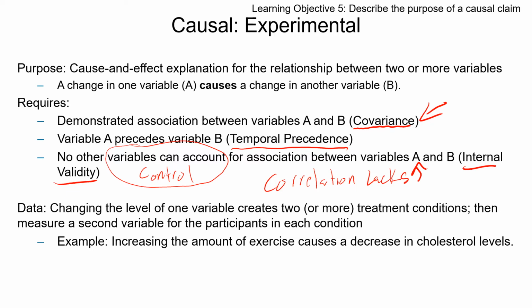because you basically demonstrated that the variables are associated. A preceded B, the exercise preceded the decrease in cholesterol, and no other variables accounted for it. You did this by random assignment. Now we can't fully control for everything, but hopefully through random assignment we can control for most things.